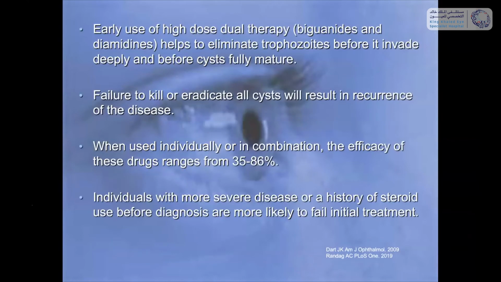The early use of high-dose dual therapy, biguanide and diamidines, helps to eliminate trophozoites before they invade deeply and before the cyst fully matures. This is very important. Failure to kill or eradicate all cysts will result in the recurrence of the disease. When used individually or in combination, the efficacy of these drugs ranges between 35 and 86%.